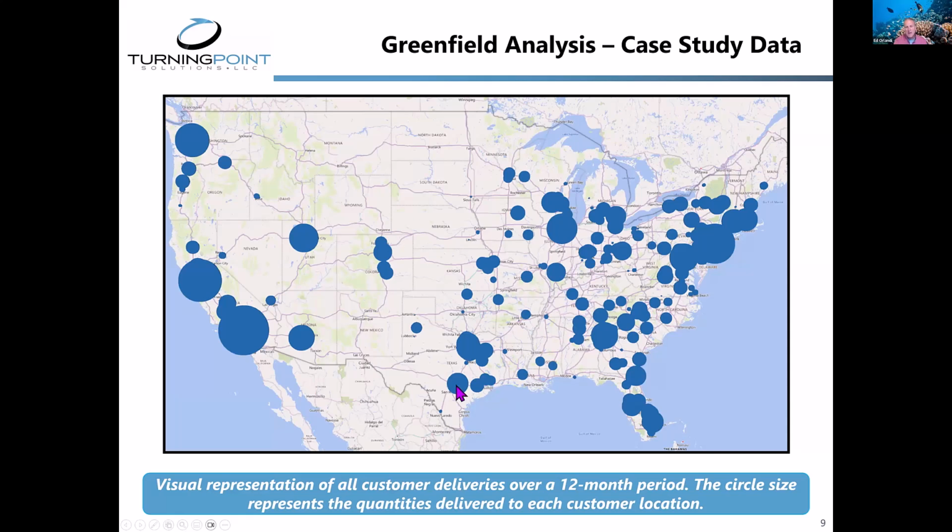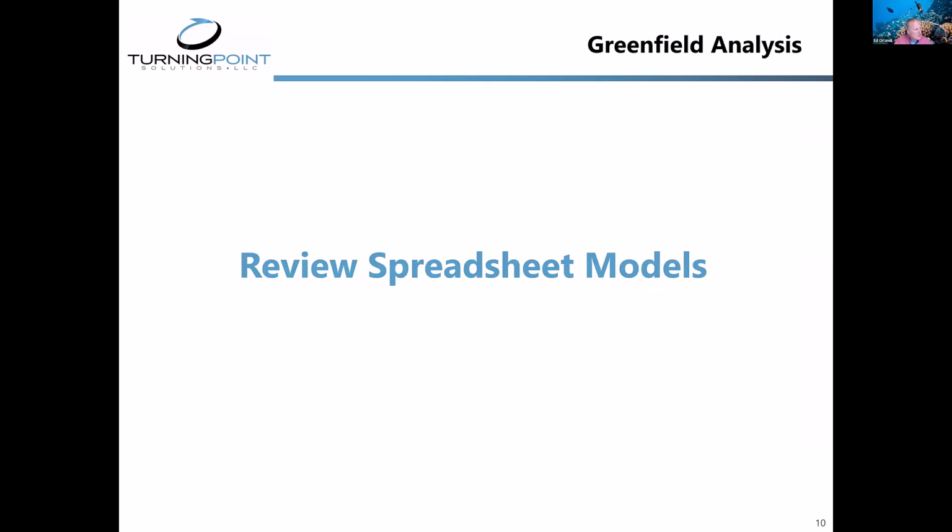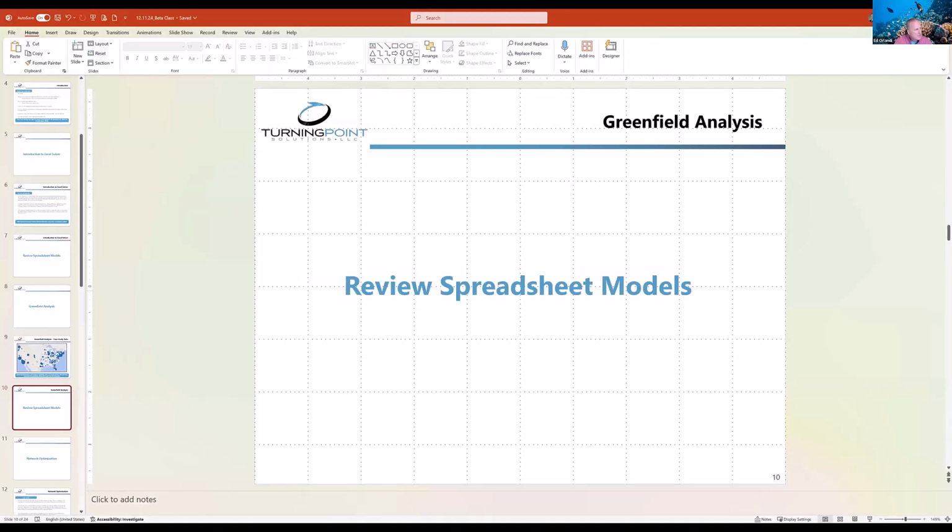So there's two things going on here in the optimization. One, what we're trying to do is find a different location for the distribution center that will minimize my transportation costs. And two, try to get a little bit closer to my customers so I can increase my customer service. So we're going to go back over to our spreadsheet now and jump into this case study.